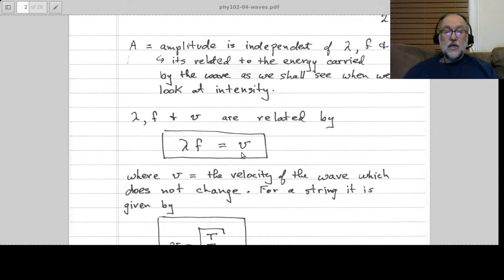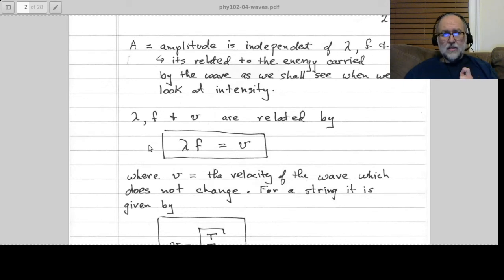What can change is the frequency or the wavelength. If the frequency changes, then the wavelength has to also change, such that when you multiply the two together, you always get that same velocity. So the velocity stays the same, but the wavelength and the frequency can change, but they have to change together in such a way that if you multiply lambda and f together, you're always going to get that fixed value of v.